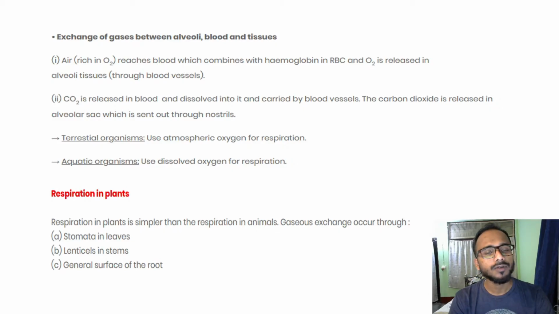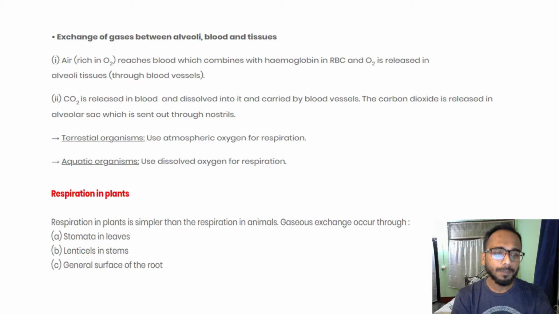Now, terrestrial organisms, like the animals or organisms that live on land, use atmospheric oxygen, the oxygen that is present in the air, for respiration. Aquatic organisms, that is, the organisms that live under water, use the dissolved oxygen. We all know that water has oxygen dissolved in it, so they use the dissolved oxygen in the water for respiration.